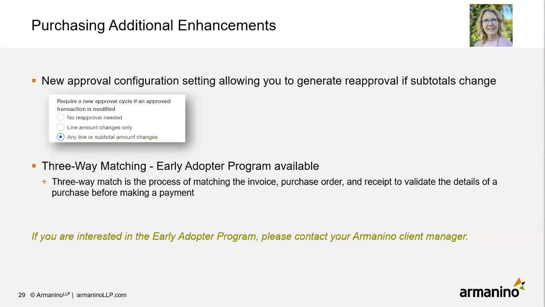Purchasing, a couple things in purchasing. There is a new approval configuration related to changes. In the past, you had one checkbox that says if something changes on a particular transaction, have it go through the approval process again. That did not include subtotal changes. Now you can have Intacct indicate either only the line item amount changes have to go back through approval, or any line item or a subtotal amount change. So that's in your configuration.